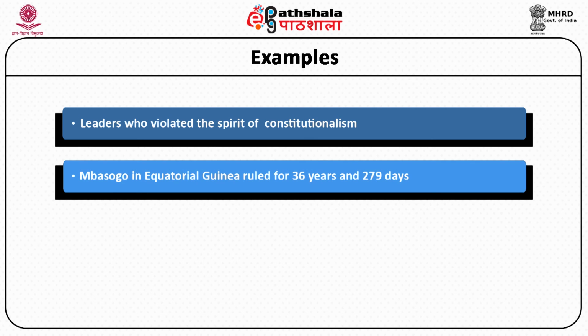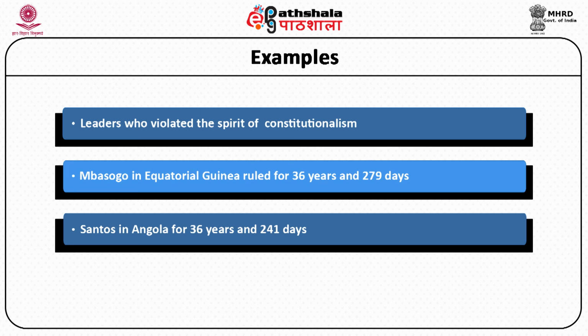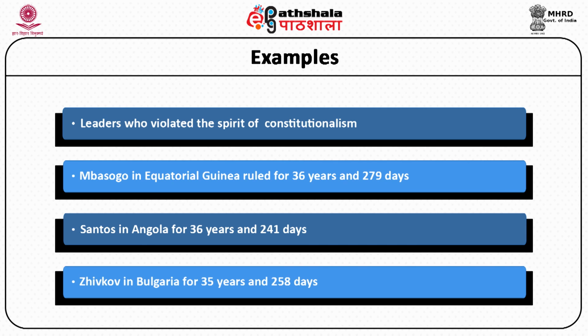We have the example of President Mbasogo of Equatorial Guinea, who stayed in power for 36 years and 279 days. We have the example of President dos Santos in Angola, who stayed in power for 36 years. We have the example of President Zhivkov in Bulgaria, who ruled for 35 years and 258 days. How could you stay in power, brushing aside the constitution and the spirit of constitutionalism for such a long time? It is only when you suppress the voice of the people, which is suppressing constitutionalism.